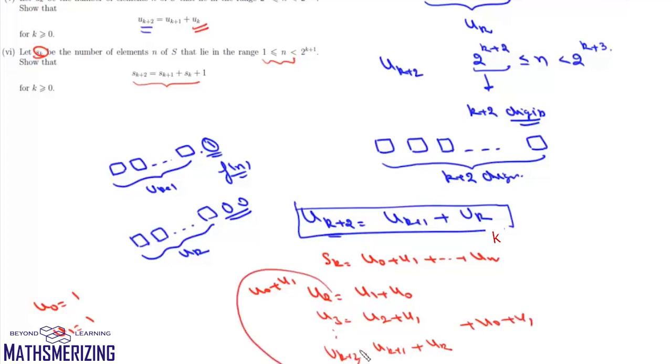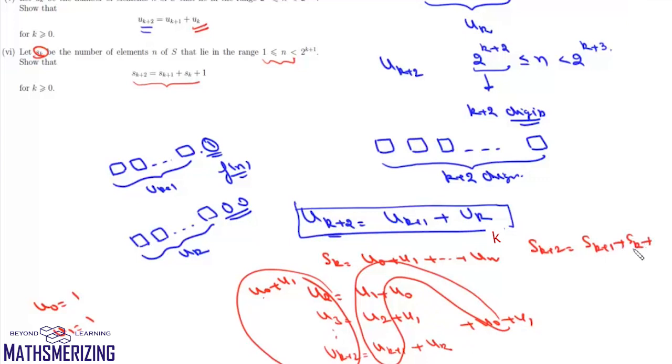Now this summation from u0 to u(k+2) is nothing but s(k+2). Now taking u0 and this first series, from u0 to u(k+1) will be s(k+1). Now u0 to uk will be simply s(k) plus u1. What is the value of u1? u1 is 1. So from here we can say s(k+2) will be s(k+1) plus s(k), and this completes our proof.